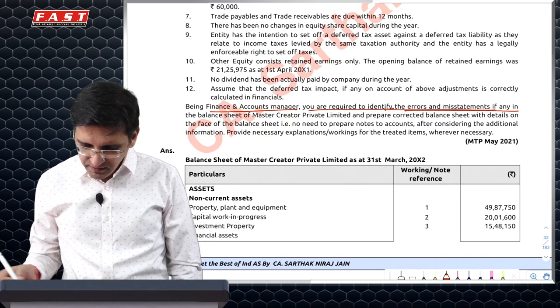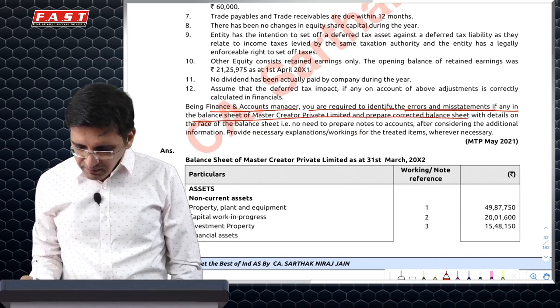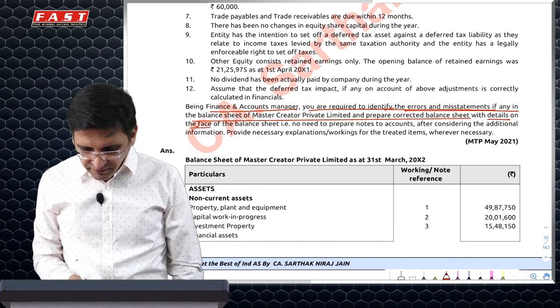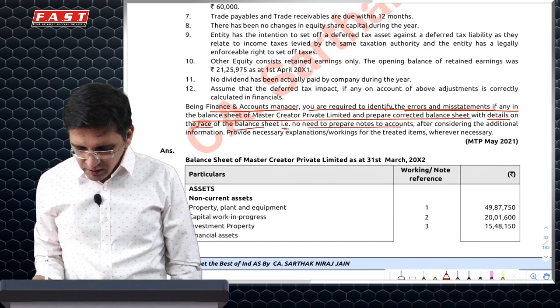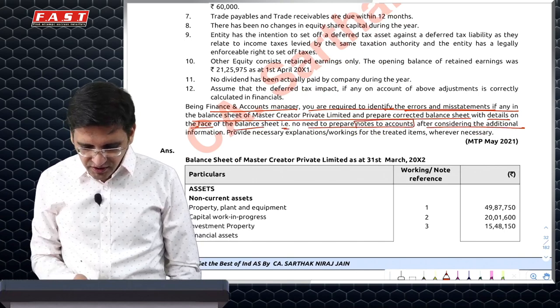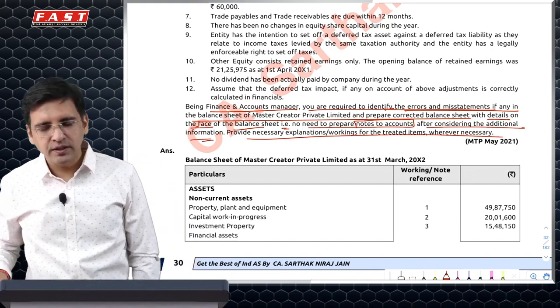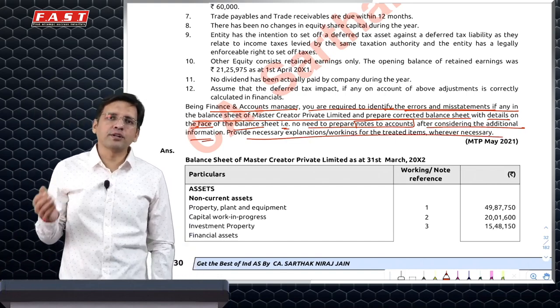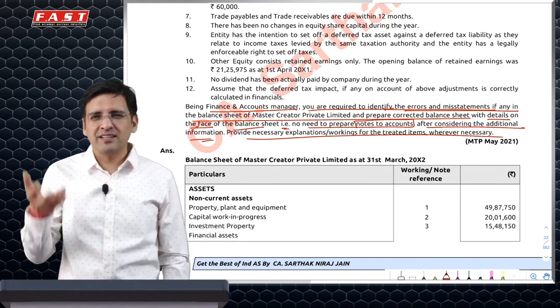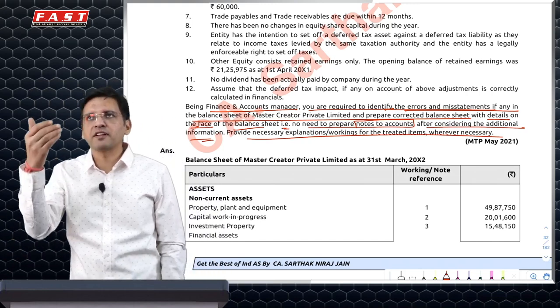Identify errors and misstatements in the balance sheet and prepare a corrected balance sheet with details on the face of the balance sheet. There is no need to prepare notes to accounts. After considering additional information, give explanation. So again, explanation you'll have to make. You don't need to make notes. If you wish, you may, but otherwise you'll just give it as working notes. You'll give everything on the face.